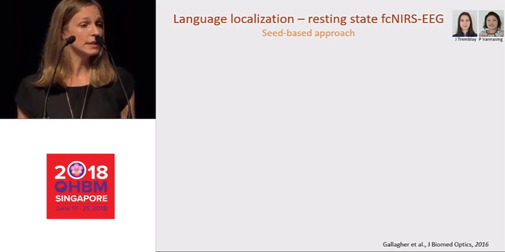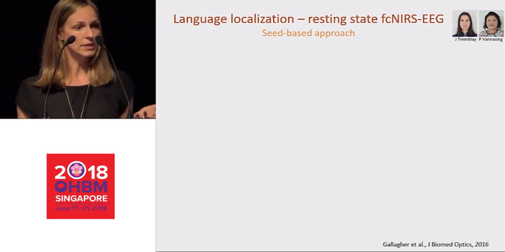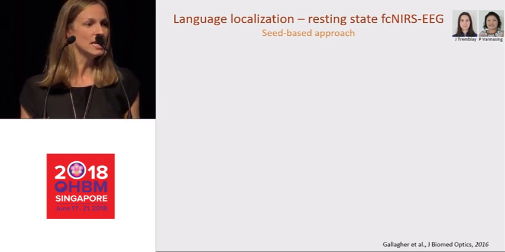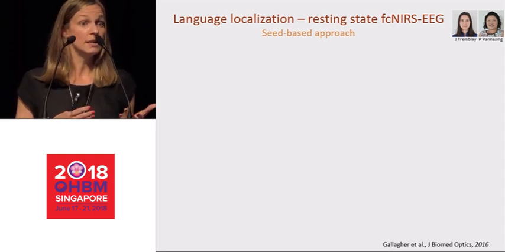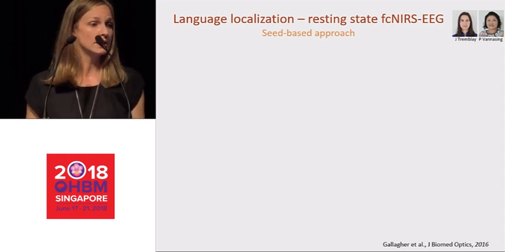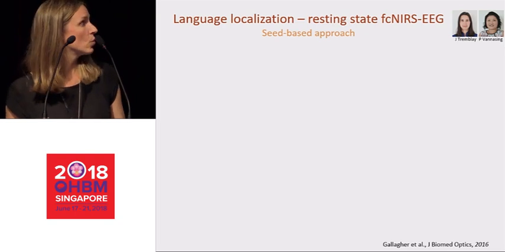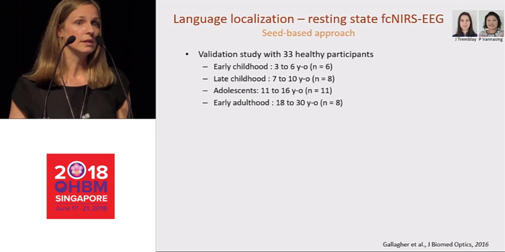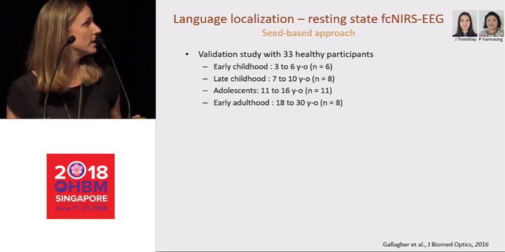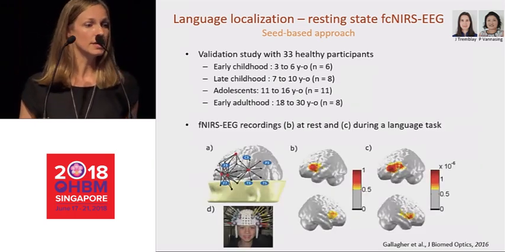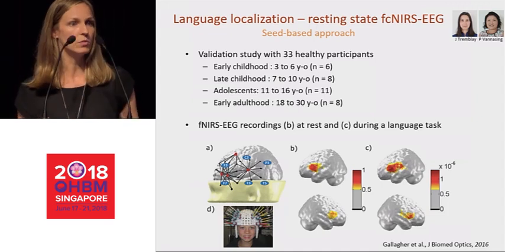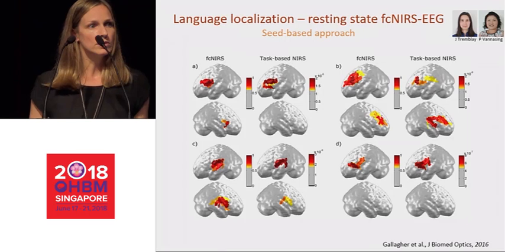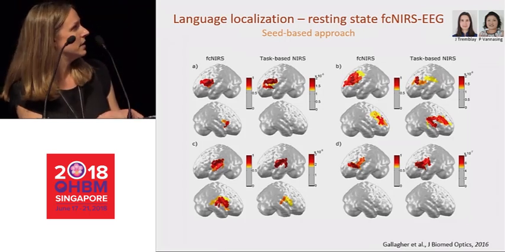So we thought about using resting state functional connectivity NIRS-EEG to see if we can localize language function as well as with the task. We recruited 33 healthy participants from 3 years old till adulthood, and they all did an fNIRS-EEG recording at rest and during a language task because we wanted to compare both conditions. We used a seed-based approach in this study.